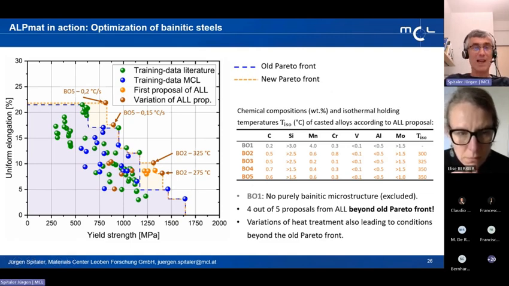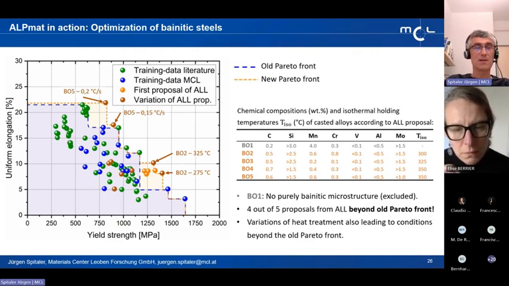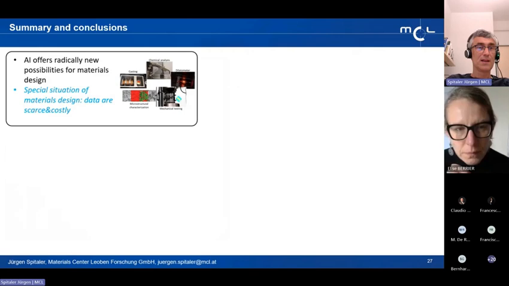All right, so we were really happy to be able to improve already in the first iteration. This is ongoing work, so the second iteration is close to finalization. We're really optimistic to go much farther in the properties and to now have a tool at hand to put materials development into practice using hybrid modeling. I'm coming to my end.